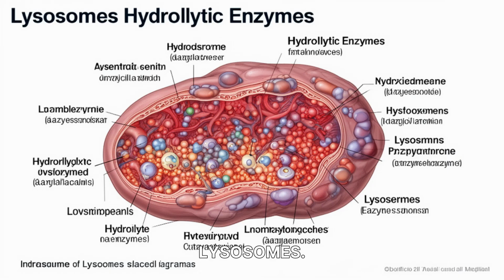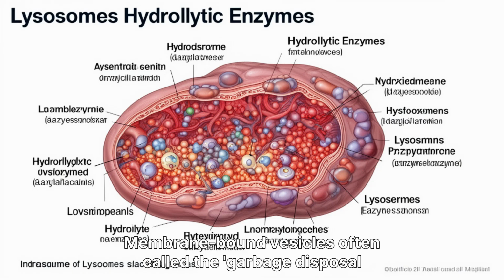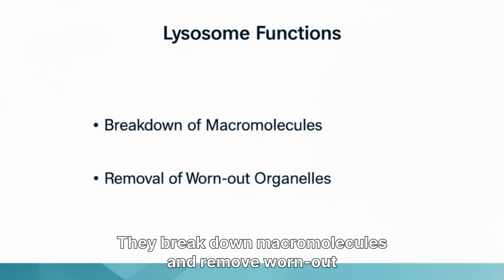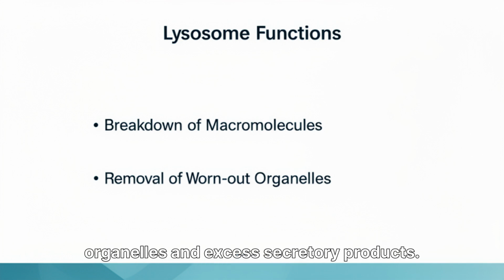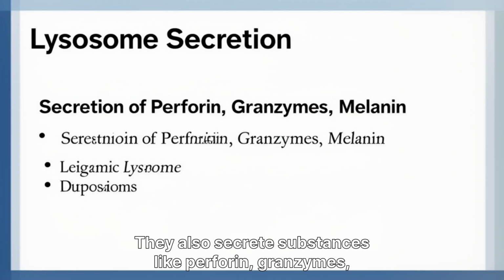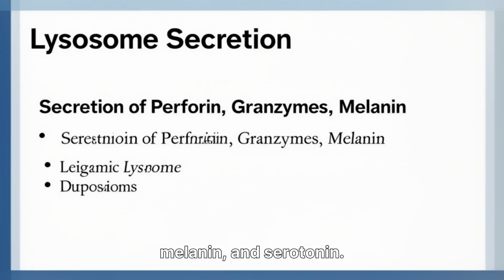3. Lysosomes, membrane-bound vesicles often called the garbage disposal system of the cell. They break down macromolecules and remove worn-out organelles and excess secretory products. They also secrete substances like perforin, granzymes, melanin, and serotonin.